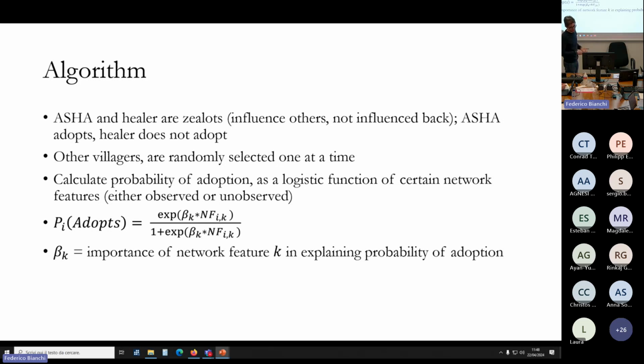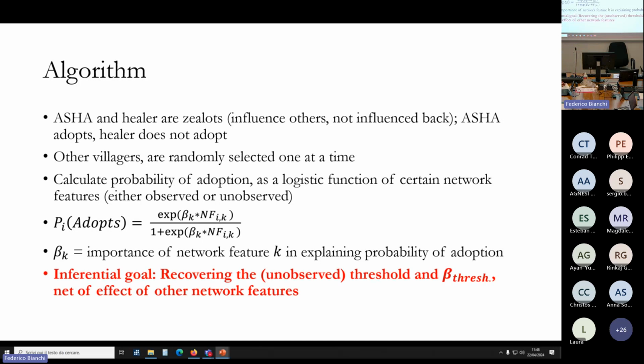And I mean, we estimated every one of these parameters, but for us, the inferential goal is to recover the unobserved threshold, okay, the number of contacts that I need to start adopting, and the beta threshold, that is how much this complex contagion effect mattered in the probability of adoption, net of the effect of the other network features. So this was our target, as well as the relative weight of this mechanism on the probability of adoption.